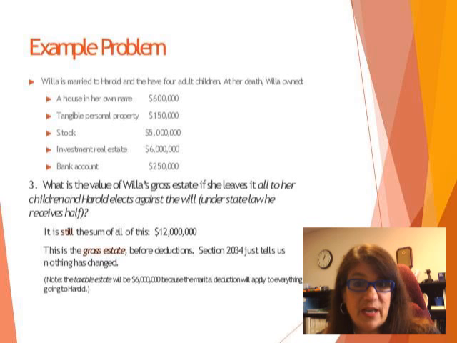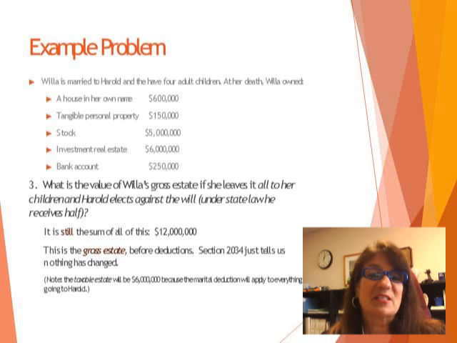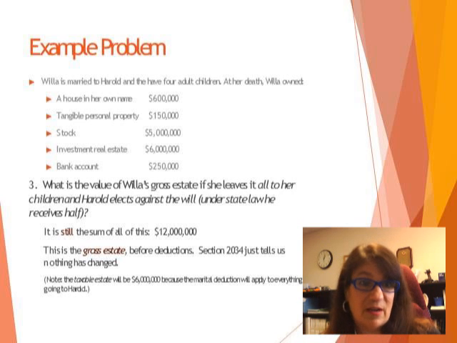Okay, what is the value of Willa's gross estate if she leaves it all to her children, but Harold elects against the will under state law? He gets half. So here's the elective share in action, right? If Harold chooses to take that, it doesn't matter. The gross estate is still $12 million. It's just the value of everything that she owned. And after we distribute property, we'll deduct the half that went to Harold. But Section 2034 just tells us, just because Harold's going to get something under that elective share, that doesn't make any difference. The gross estate is still everything that Willa owned.